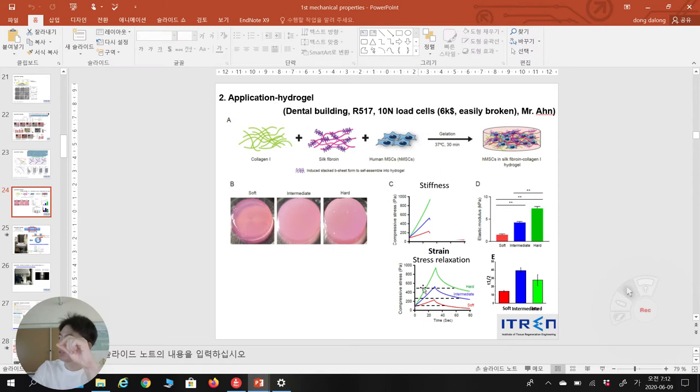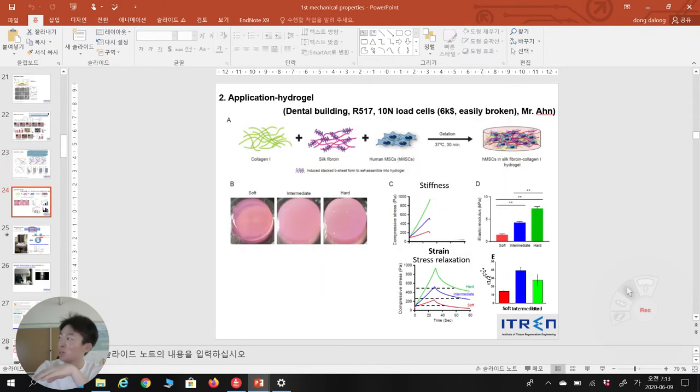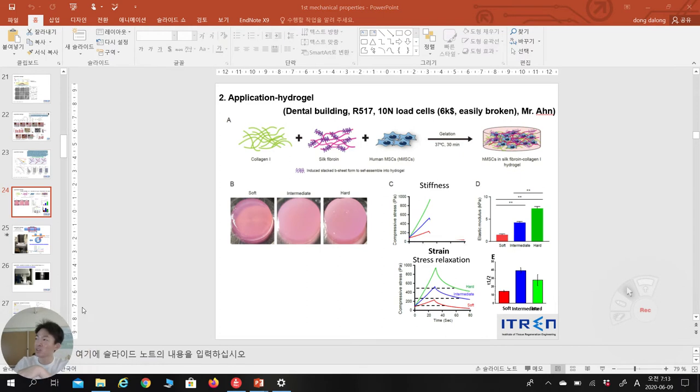So you can see this line. From this point to this point, this is the time of the stress relaxation. So hard is around 30 seconds and intermediate and soft are around 15 or 40 seconds. So not much difference. In this paper, they measured the stress relaxation time, around 100 seconds, and they say this is good for cells, but we are making a very, very fast stress relaxation gel. So we can expect this gel is anyhow good for cells.